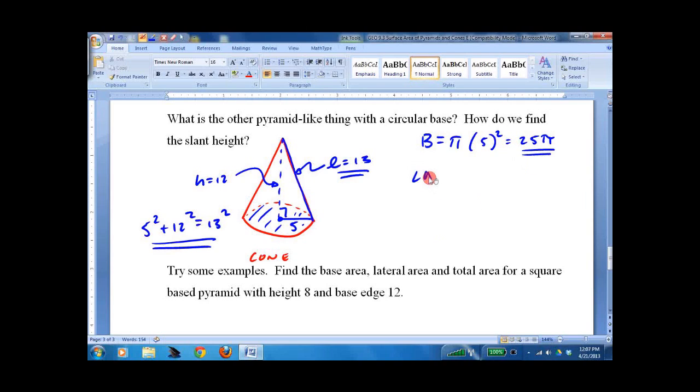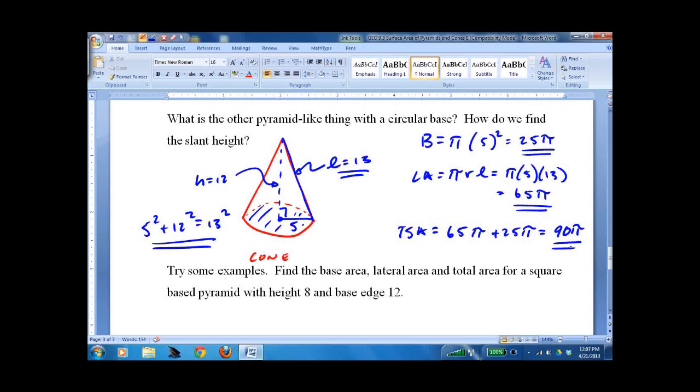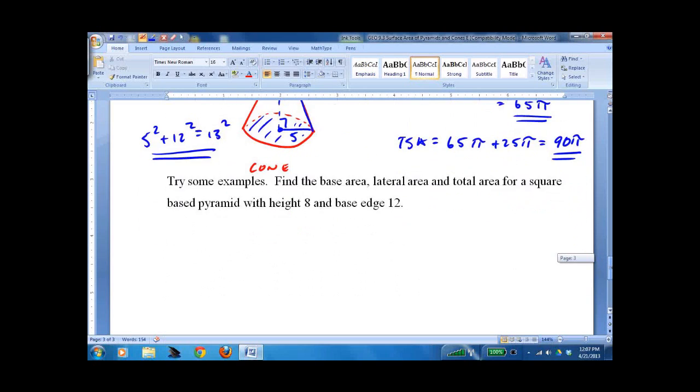The lateral area has a formula. It's pi times r times L. Pi times 5 times 13, 65 pi. And then the total surface area is just adding them together. 65 pi plus 25 pi equals 90 pi. That's it. The cone's a little bit easier because there's not several sides. There's just the one wrapping around. That's the lateral area. But at the same time, you introduce pi, which can be challenging for some people.